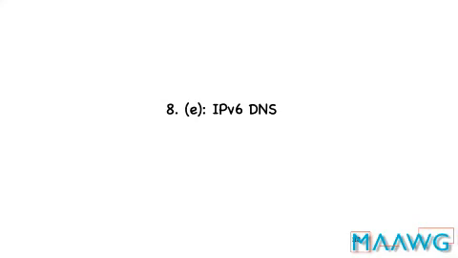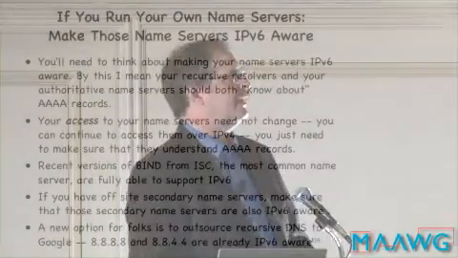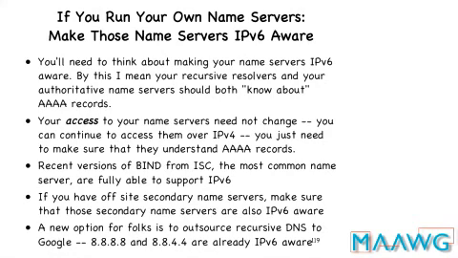Okay, we talked a little bit about getting your DNS servers to be v6 aware, the fact that they need to know about things like quad A records, and that their access can be v4, can be v6, doesn't really have to be v6 right now. Recent versions of BIND, thumbs up, you're going to be in good shape.